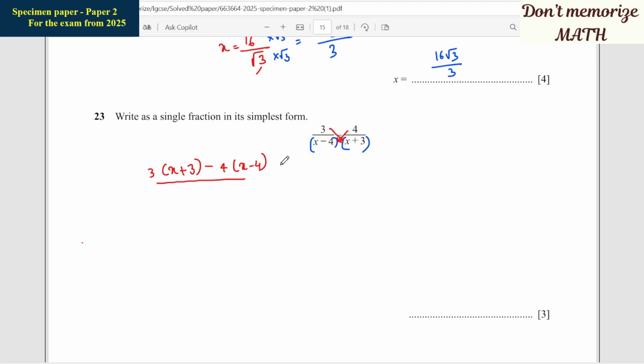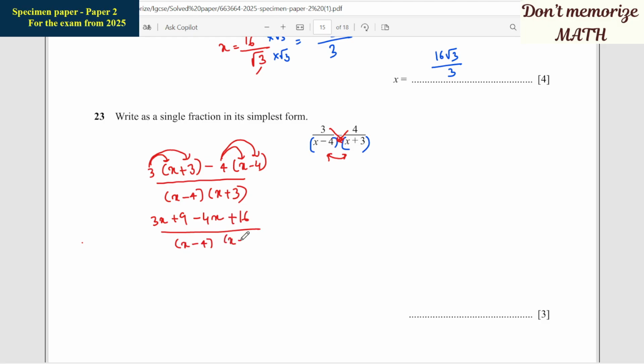Then divided by, multiply the denominator. Okay, so you will get x minus 4 times x plus 3. So no need to expand the bracket in the denominator, keep it in the same way. Expand and simplify only the numerator. So when you expand and simplify the numerator, you will get 3 times x is 3x, 3 times 3 is plus 9, minus 4 times x is minus 4x, minus 4 times minus 4 is plus 16 over x minus 4 times x plus 3.